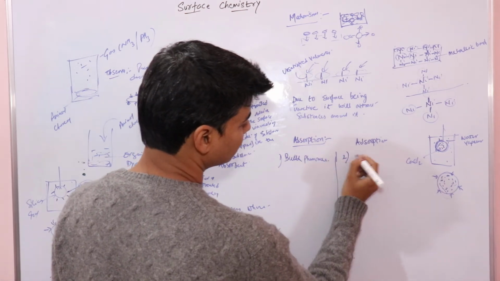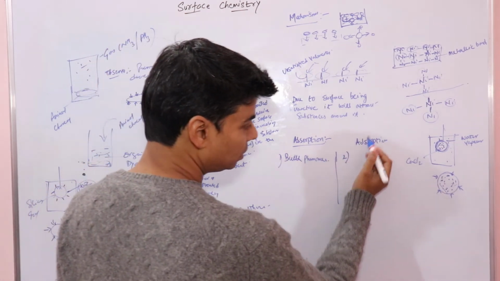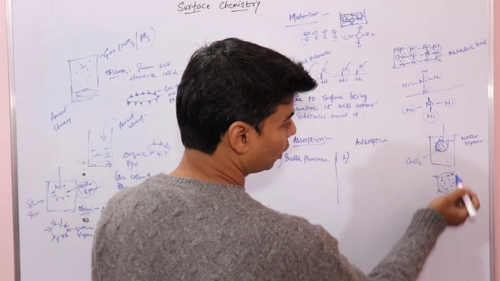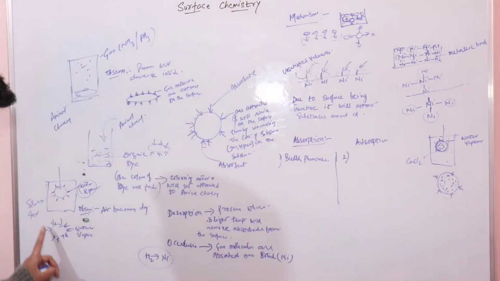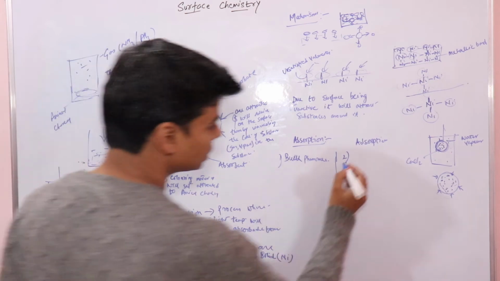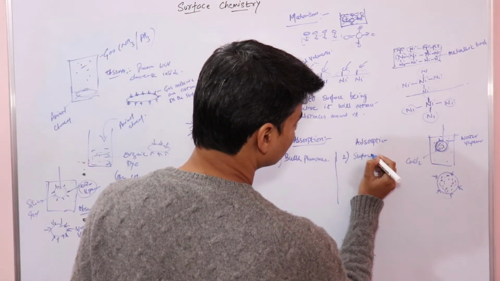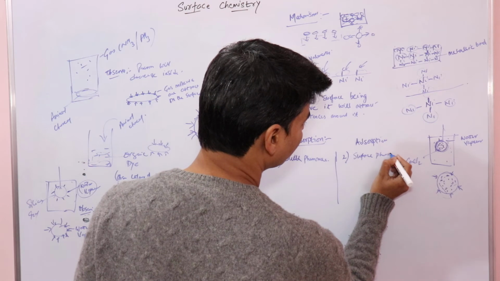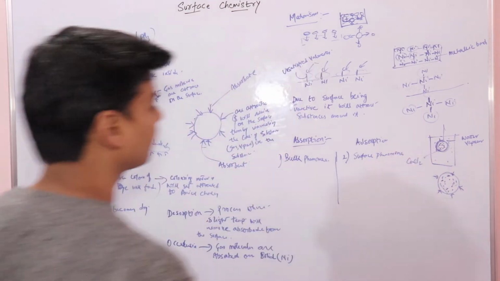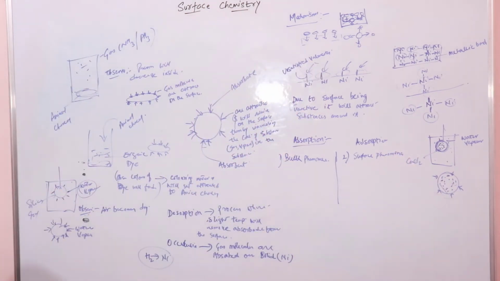right? And the second one, since in adsorption the substance or the water will remain on the surface, this is a surface phenomenon, right? So one is a bulk phenomenon and the other is a surface phenomenon, right?